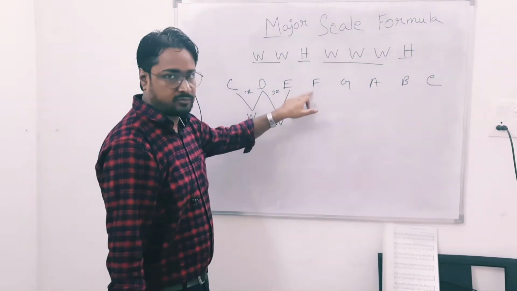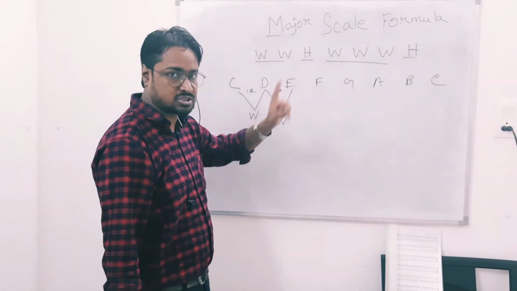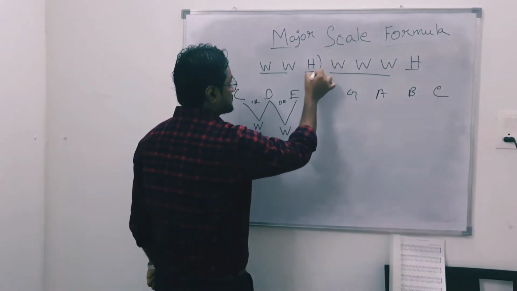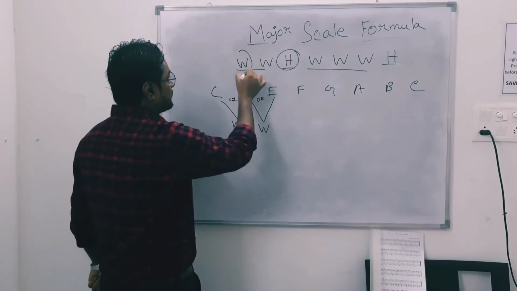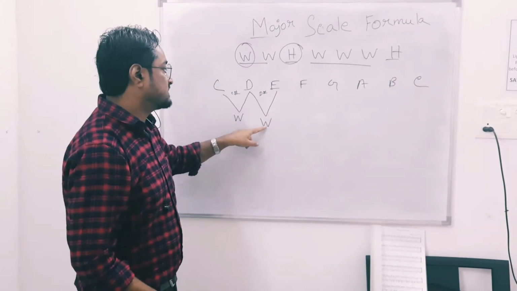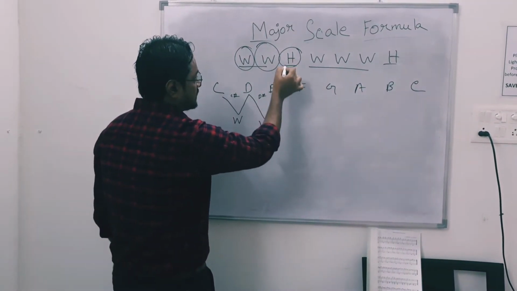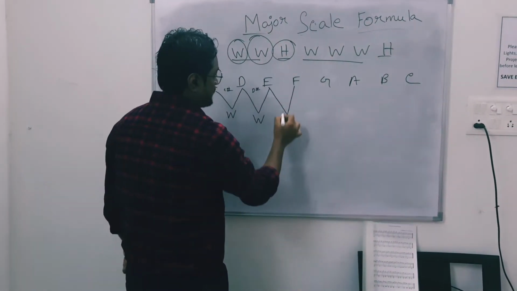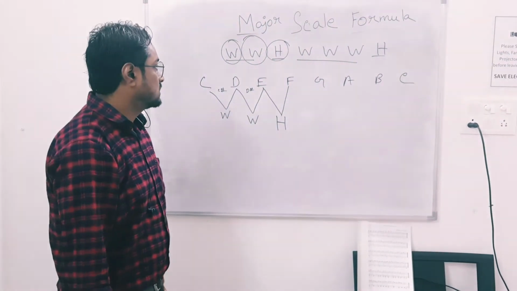From E to F, there is no sharp in between these two notes, no sharp or flat notes are here. So that's why it is the half step. So we got the first whole step from C to D. From D to E, this is the second whole step. And the third one, from E to F, is a half tone.